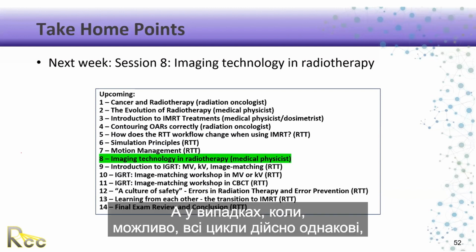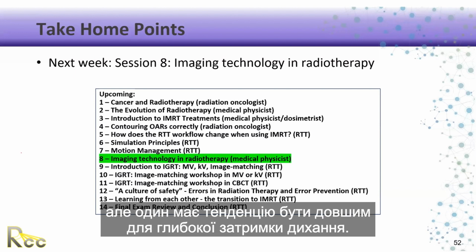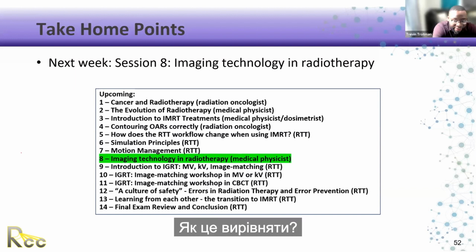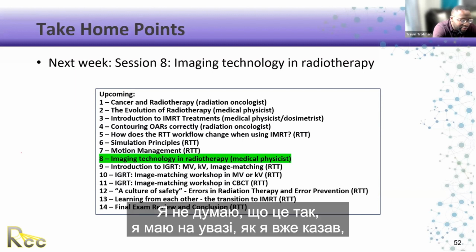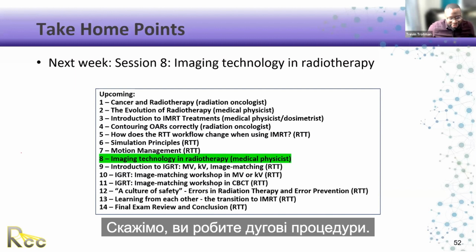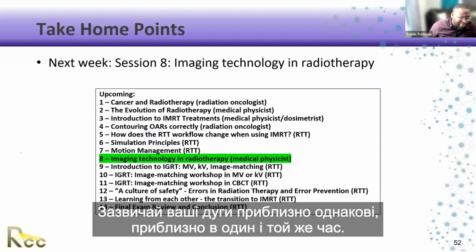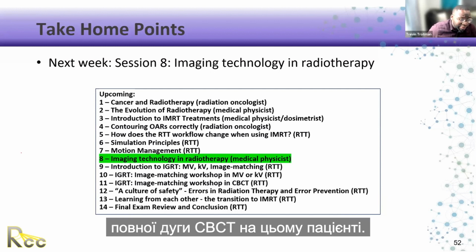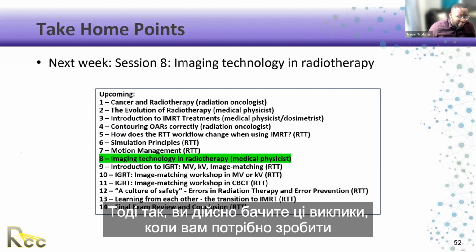And in instances where maybe all the cycles are averagely the same, but one tends to be longer for that deep breath hold, how do you even it out? I don't think, like I said, you never really see that. Let's say you're doing your arc treatments. Normally your arcs are all around the same time. The only difference is when you had to take a CBCT full arc on that patient, then yes, you do see those challenges when you have to take a full CBCT scan.